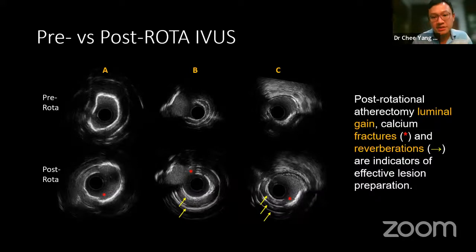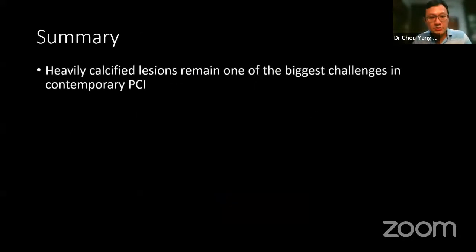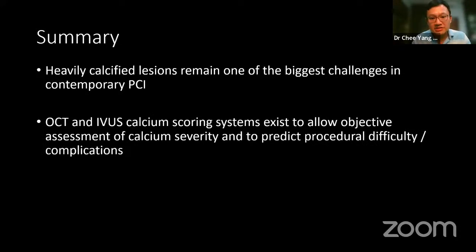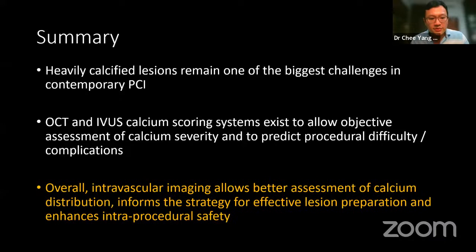So in summary, I think we will all agree that calcified lesions remain one of the biggest challenges in PCI today. OCT and IVUS calcium scoring systems have been developed, and these allow us to objectively assess calcium severity and to predict procedural difficulty and complications. Overall, the message should be that intravascular imaging allows better assessment of calcium distribution. It informs the strategy for effective lesion preparation, and it really does enhance procedural safety. Thank you very much.